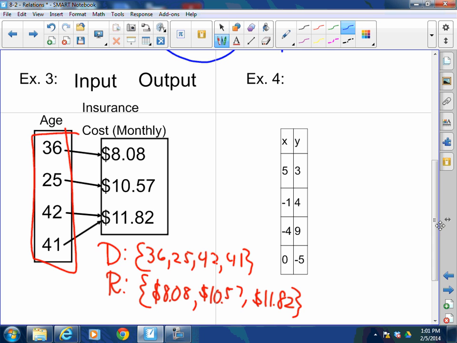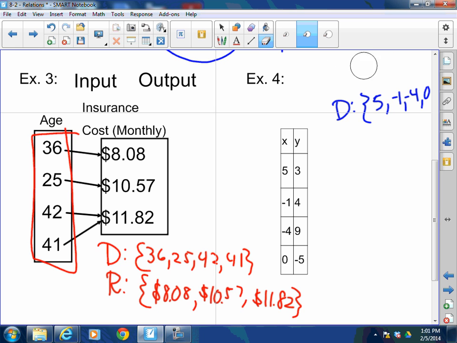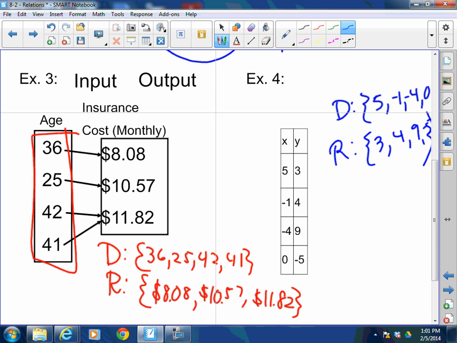What's my domain of this particular table? 5, negative 1, negative 4, 0. Can I just go like this, 0 to 5? Not in this case, because they're individual points. If I had a graph, a line, then yes. But these are individual points. What's my range? 3, 4, 9, negative 5. Very good. Does that make sense so far? Told you, this is really easy.